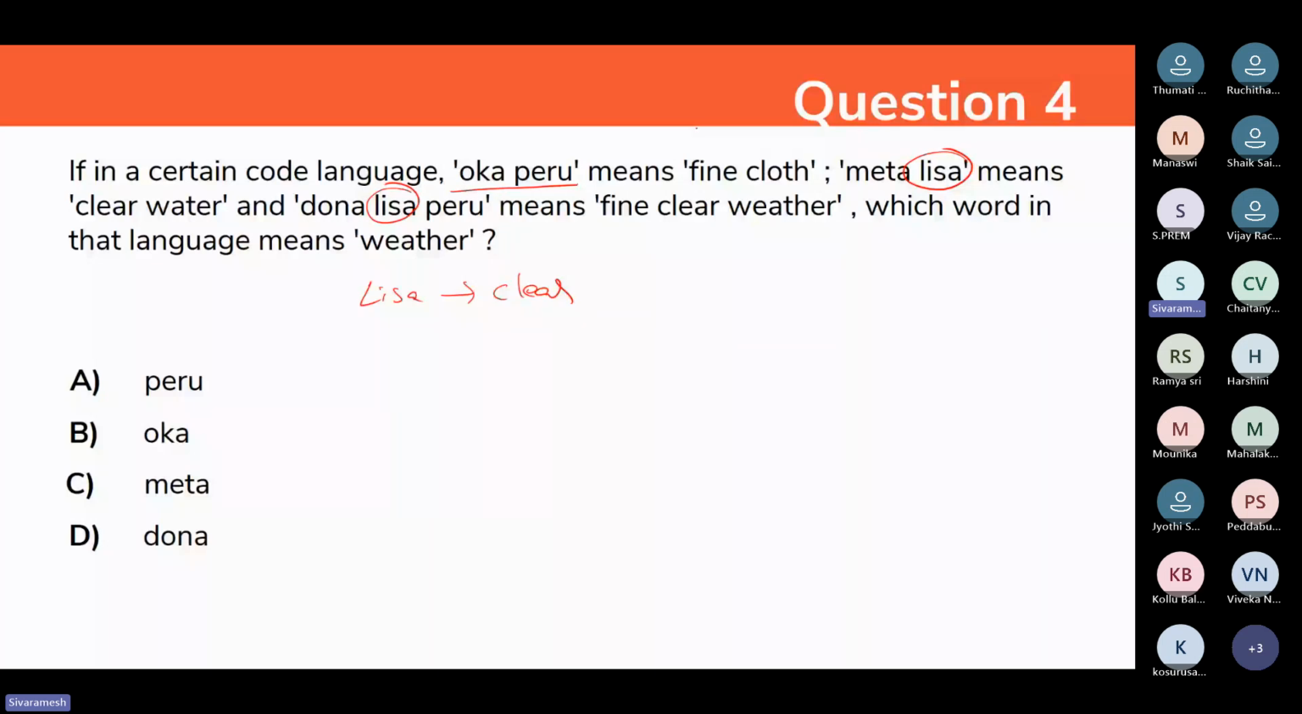Next, from the first one and the last one, here I can observe Peru. The common word I can find is fine. So I can say that Peru means fine. Okay, fine is done, clear is done. The only word left out is weather, and the only code left out is Dona. So the word in that language that means weather is Dona. Hope you are all clear on these types of questions, right?